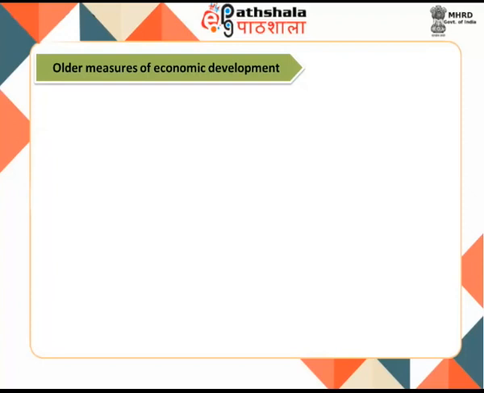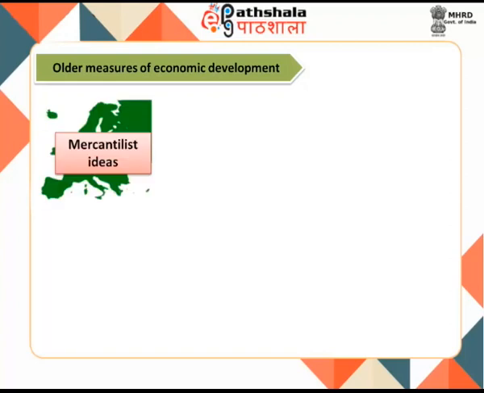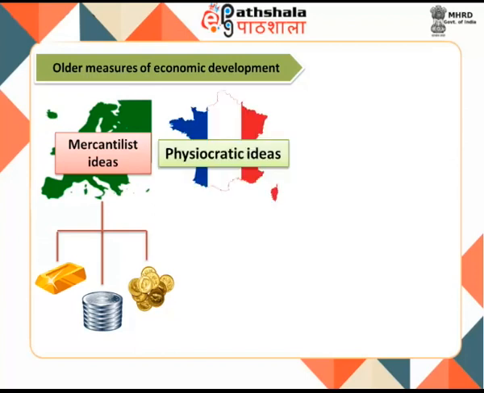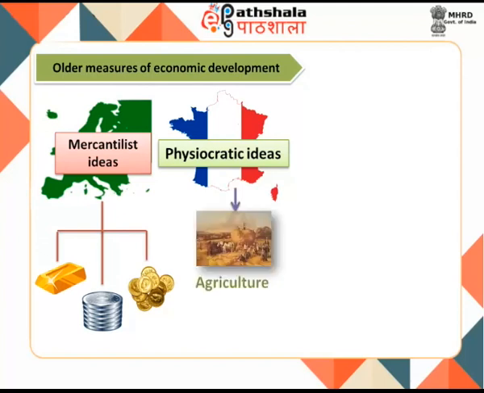In Europe from the 16th to 18th century, the prevailing economic ideas were mercantilist. They considered the accumulation of bullion, that is, gold and silver, and other precious metals, as the main indicators of a country's prosperity. In the 18th century, French physiocratic ideas became popular, especially in the latter half of the century. These ideas emphasized agriculture or land based activity as the source of a nation's wealth.